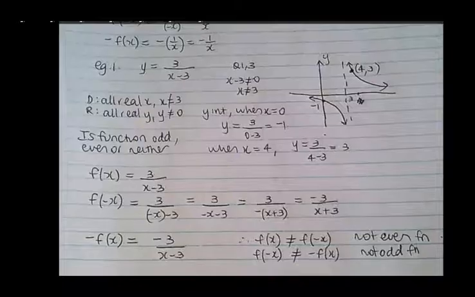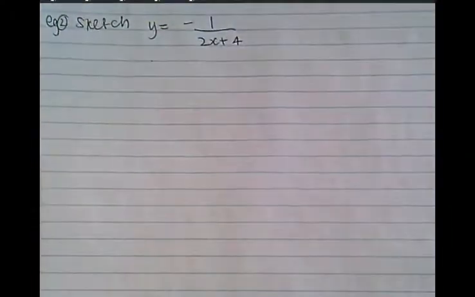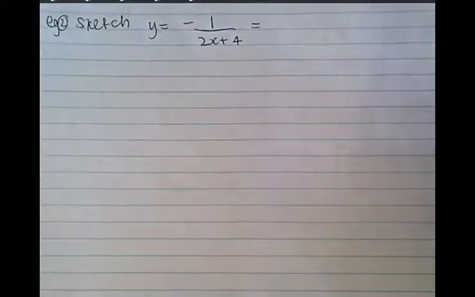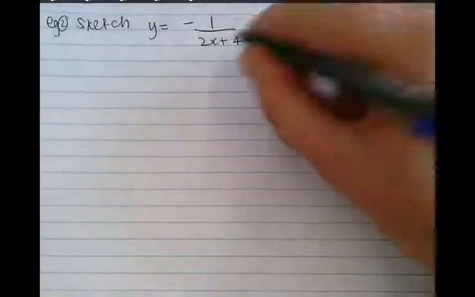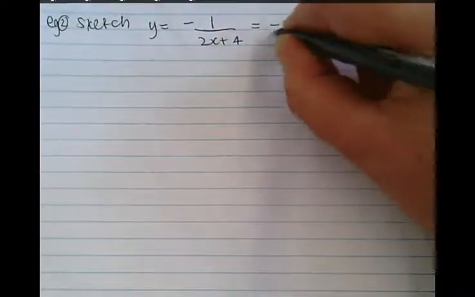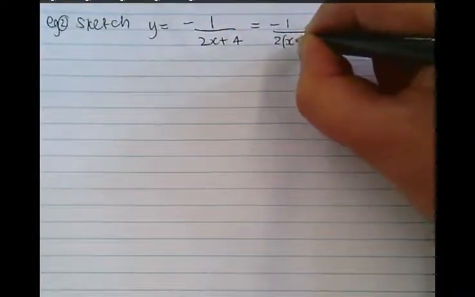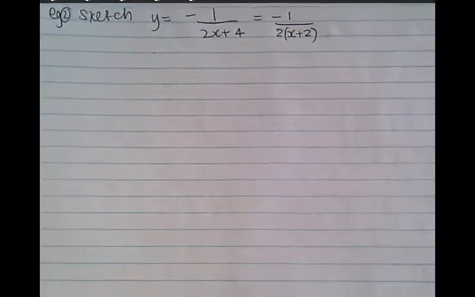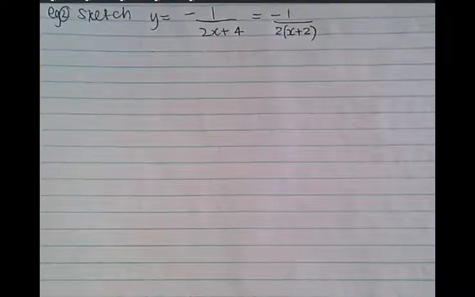Okay? We want to sketch it, find the domain and range. So, what can we do? Just be careful. What could you do with the denominator? Take out the 2. So, where is the shift? 4 units or 2 units? To the left or right?